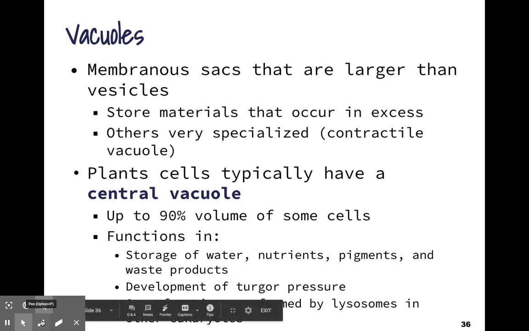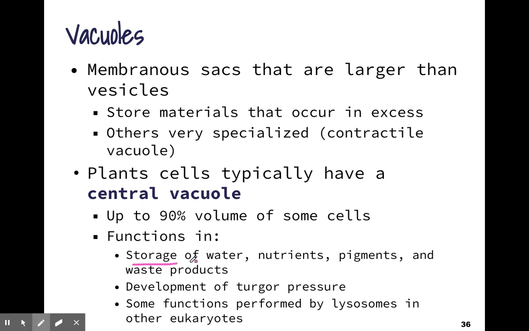What's the purpose of the vacuole? Well, it helps to store water, nutrients, pigments, and waste products. It aids plants in the development of turgor pressure. Turgor pressure is the pressure that water exerts on the outside of the cell. So if you think of a leaf in general, okay? If a leaf is happy, meaning that it has enough water, it's going to stand up straight. If a leaf is sad, meaning that it's lost water, it's going to be droopy. That pressure of the water inside of the cell is known as turgor pressure.